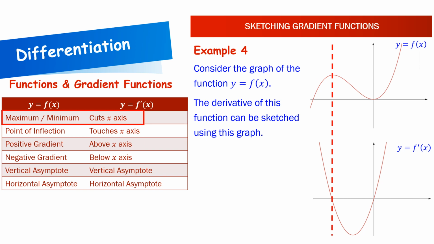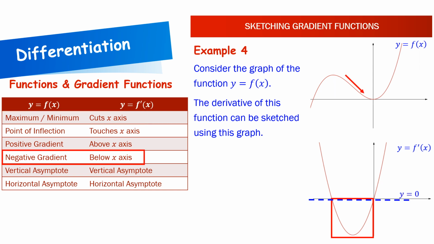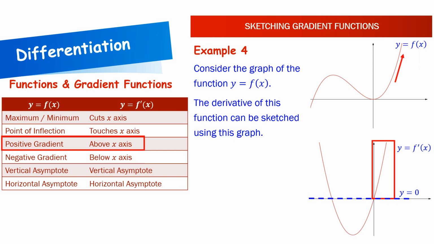Here we have a maximum turning point in y equals f of x, and therefore in f dash of x the graph cuts the x-axis. We have a negative gradient here in y equals f of x, and therefore where we have this negative gradient, the graph of f dash of x is below the x-axis. And here we have a positive gradient, and therefore the graph for y equals f dash of x is above the x-axis.